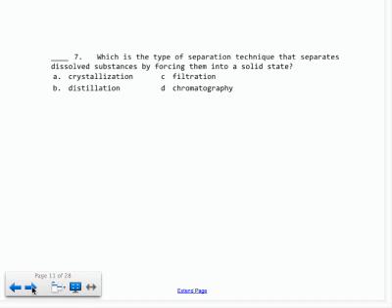Which separation technique separates dissolved substances by forcing them into a solid state? That is A. Crystallization. Distillation relies on boiling point. Filtration we just discussed. Chromatography is based on the fact that certain substances travel through a stationary medium at different rates.